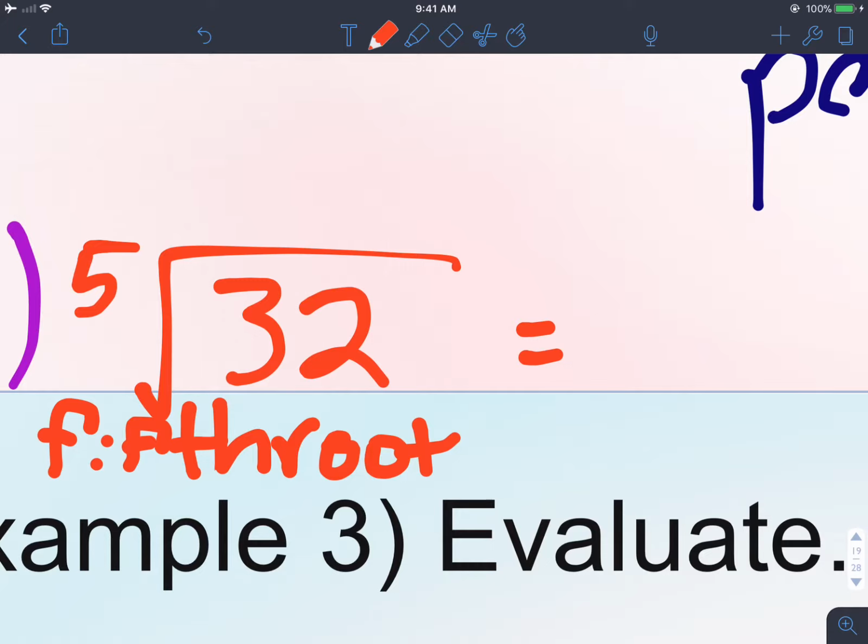Two is the answer, yeah. How'd you figure that out? So you just got to think about it. Try 2 or 3 or something like that. So it's like saying, what number would give you 32? And the answer is 2. So that's a 5th root.